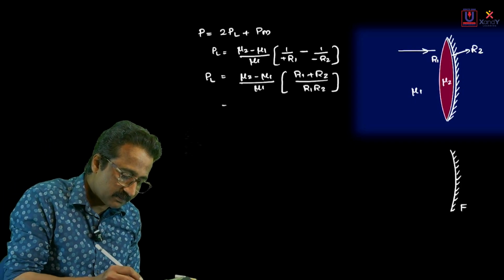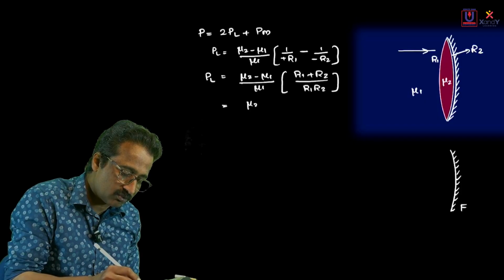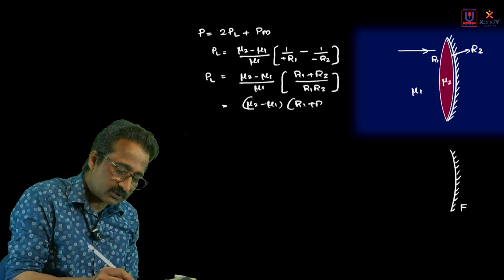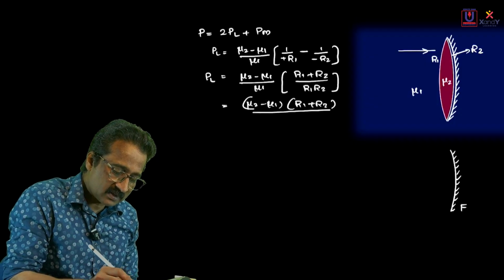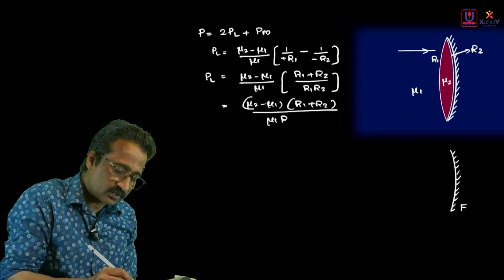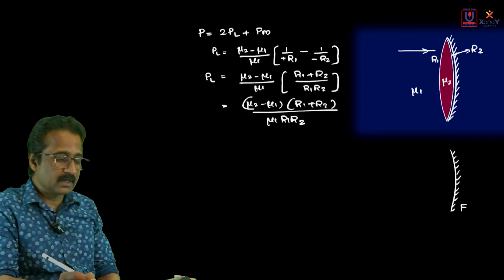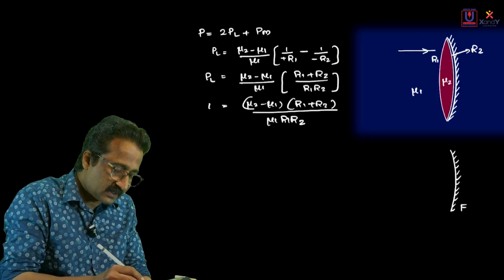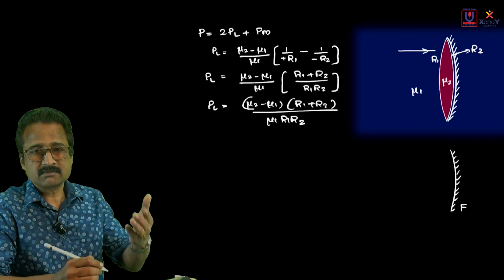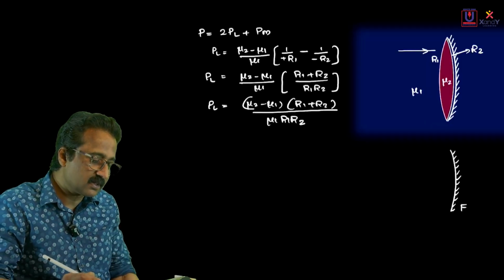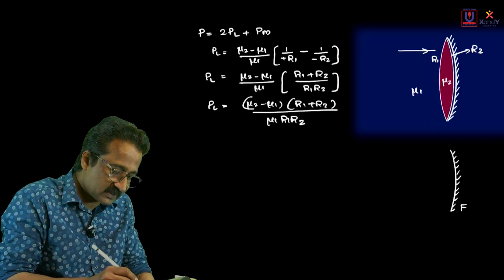Okay, let me simplify it. It is mu2 minus mu1, that into r1 plus r2, because the answer must come in this way, no? Divided by mu1 into r1 r2. That is what we have now. This is PL. Okay, that's power PL. Finally, we have to take twice of this value and add it to PM. Okay, let's wait. That is PL only.